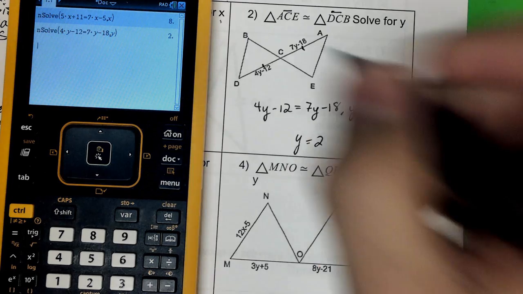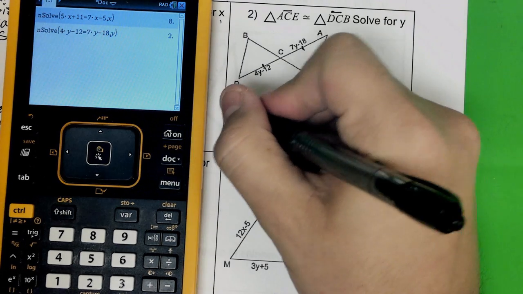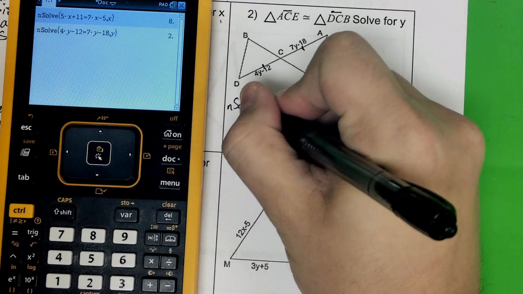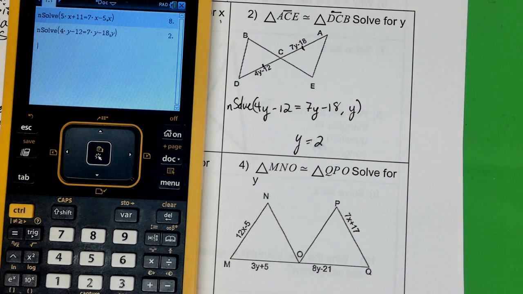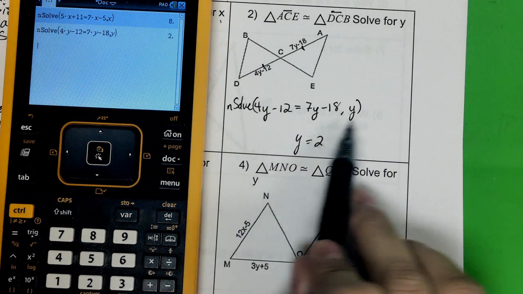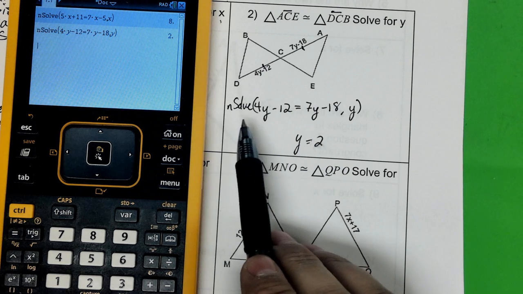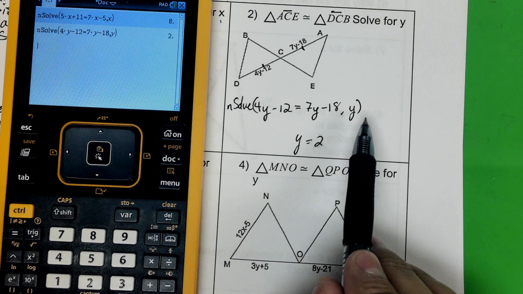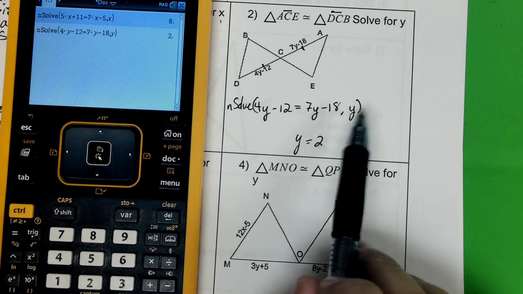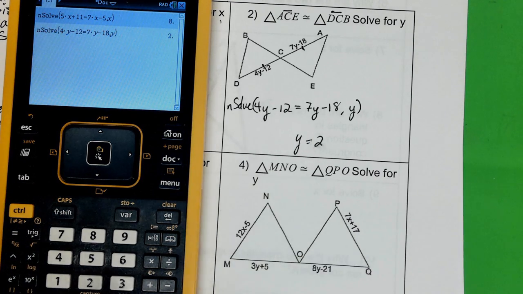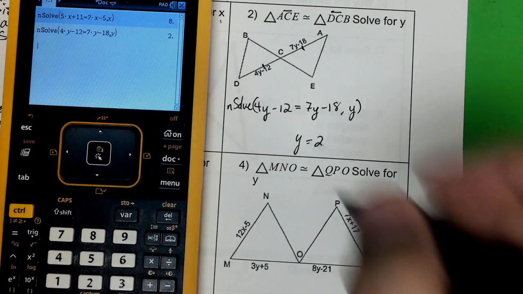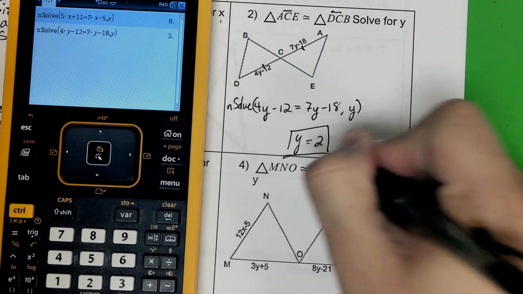Now, when you are solving these this way, I do want you to write insolve next to it and put it in parentheses, because this is exactly what is typed into the calculator. It's getting you to practice, and you can start writing this instead when you're solving problems, and then you can go in and type it the same way, make it match. But y equals 2 is our answer.